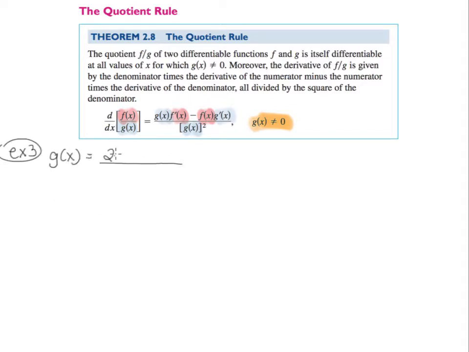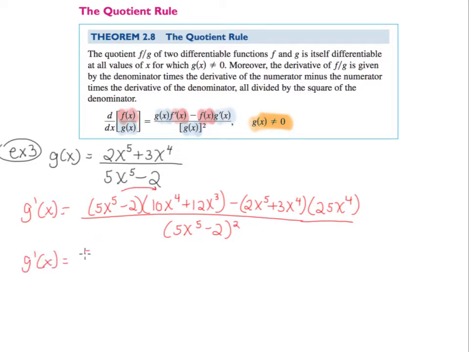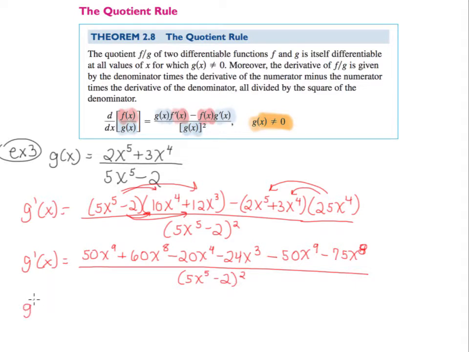For example 3, let's try taking a binomial divided by a binomial and find its derivative. So low d high minus high d low over low low. Using algebra, simplify the numerator. Combine like terms. And the derivative of g of x is equal to the following.